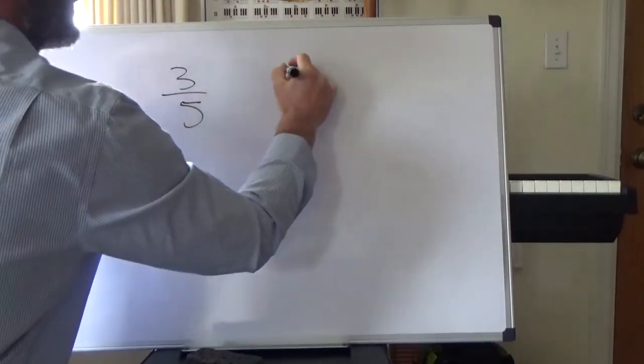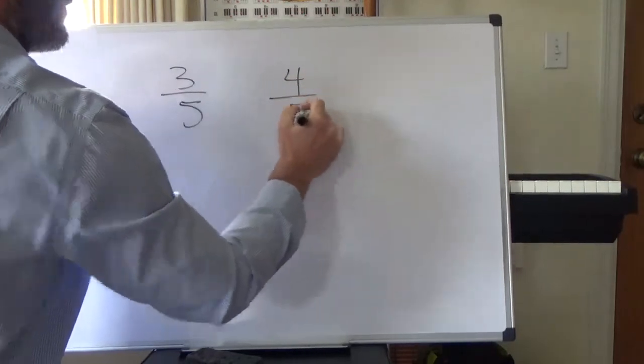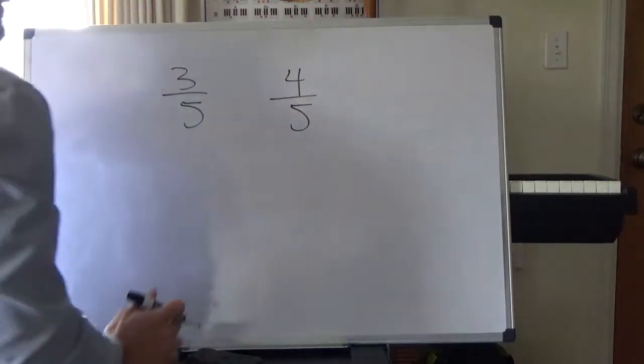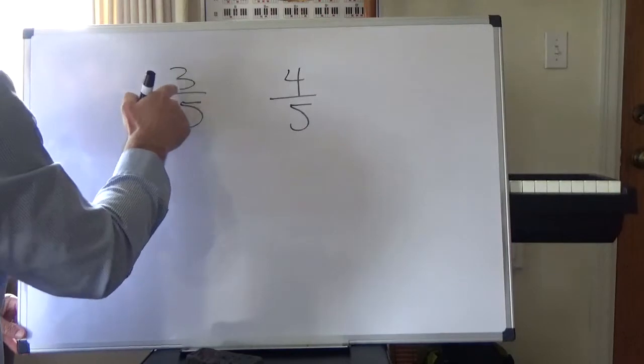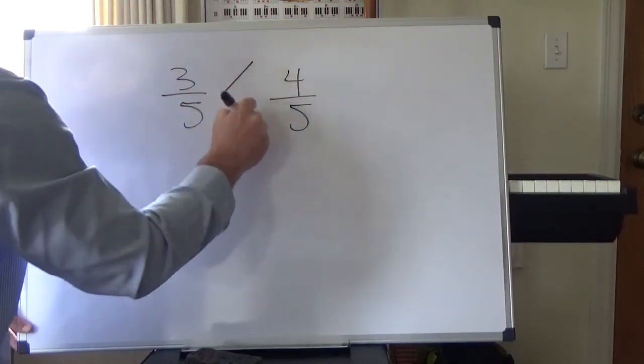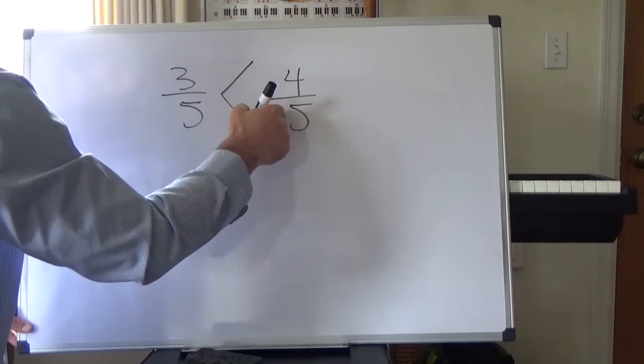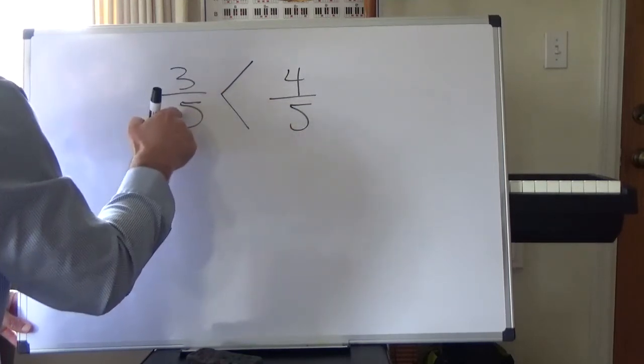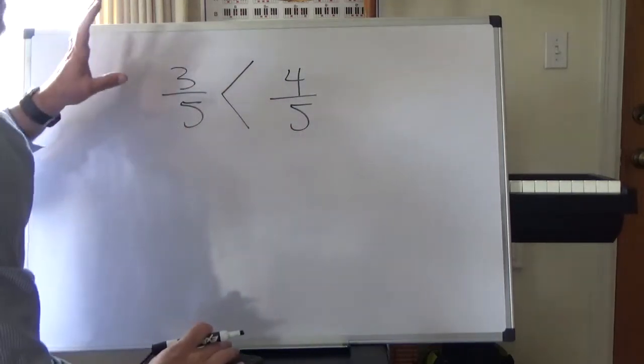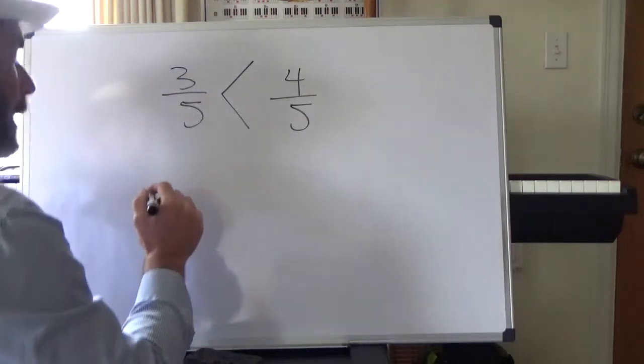Is 3/5 greater, equal to, or less than 4/5? Well, if I've got 3 parts out of 5, that is definitely less than 4 out of 5. 4/5 is almost 1 whole, and 3/5 is kind of close to a half. So I'm thinking about my benchmark fraction on a number line.